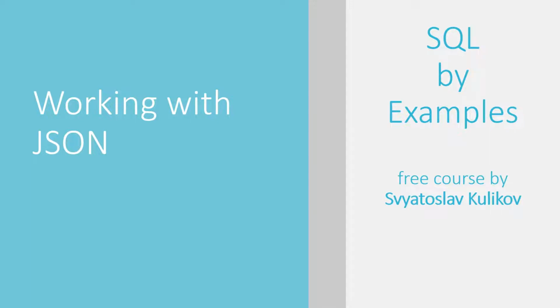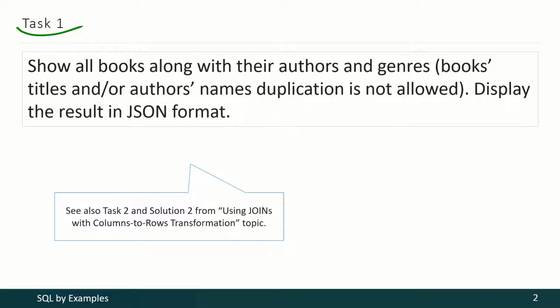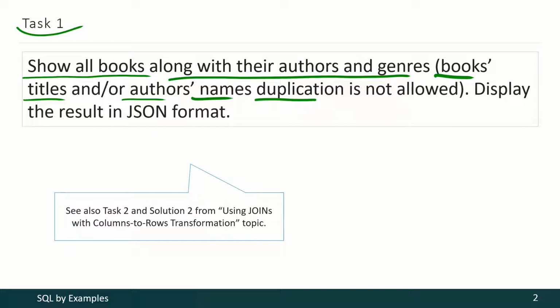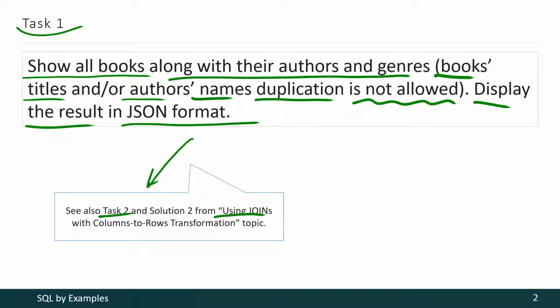In this video we shall discuss how to work with JSON format. In the first task we have to show all books along with their authors and genres, but books titles and authors names duplication is not allowed here, and the result should be displayed in the JSON format. You may also see the second task of this topic for details on the general solution here.